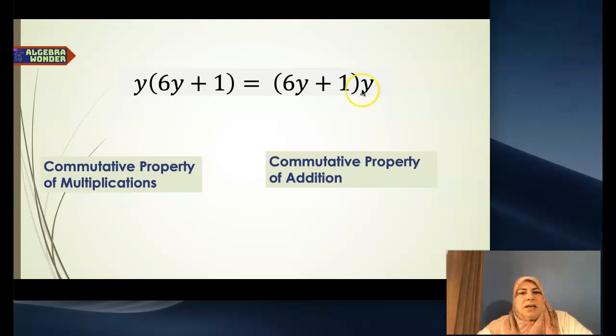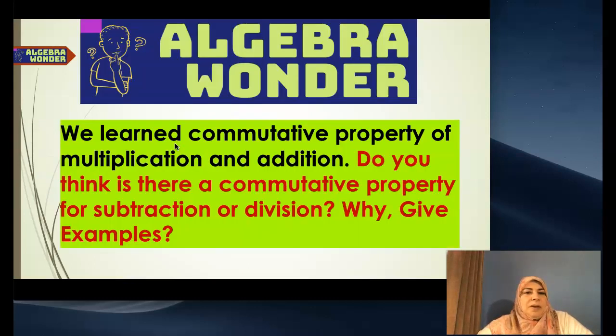Where is the hidden multiplication? It's actually up here between the y and the parentheses. So this is multiplication here. And this is multiplication here. Okay, so we switch around the multiplication. So it's commutative property of multiplication.